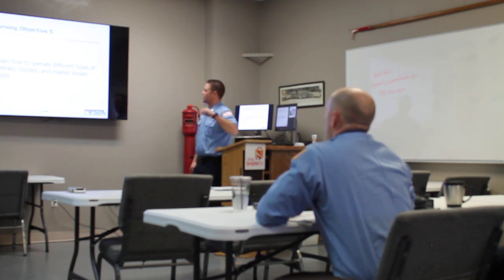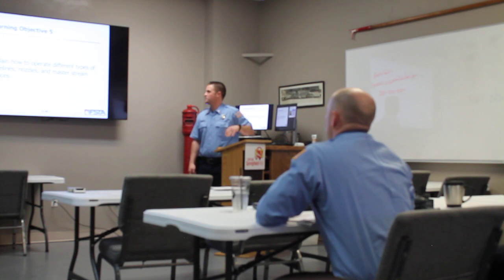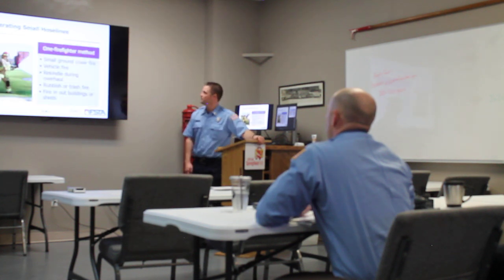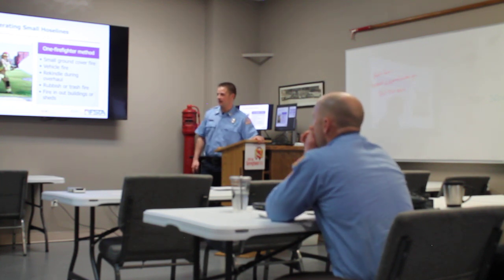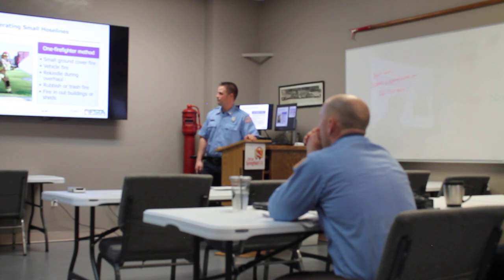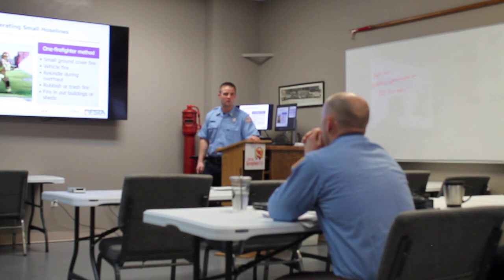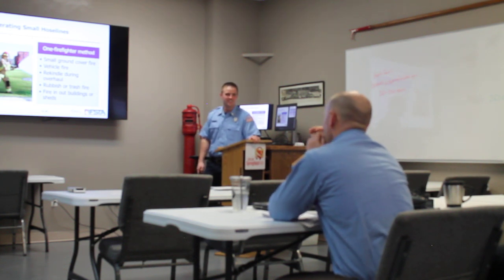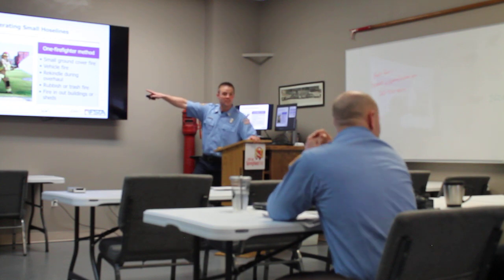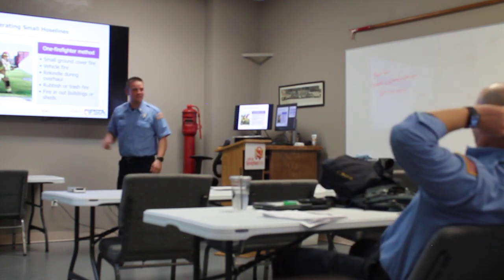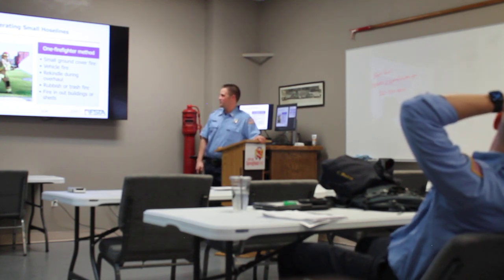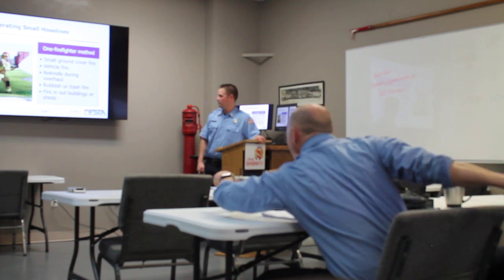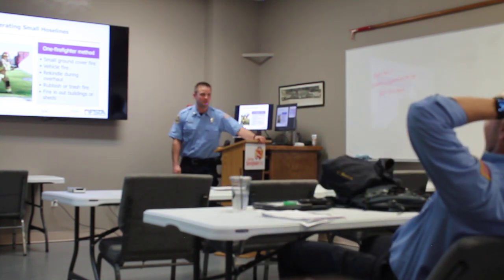Alright, learning objective 5: explain how to operate different types of hose lines, nozzles, and master stream devices. So it could be the one firefighter method. This would be for 1 3/4, I guess the 1.5 inch to 3 inch. 3 inch would be pretty hard to handle, and you're gonna have that webbing on there. You could use it during a rekindle, during an overhaul, a rubbish or trash fire, or a fire in outbuildings or sheds. So that's one time you use a one firefighter method.